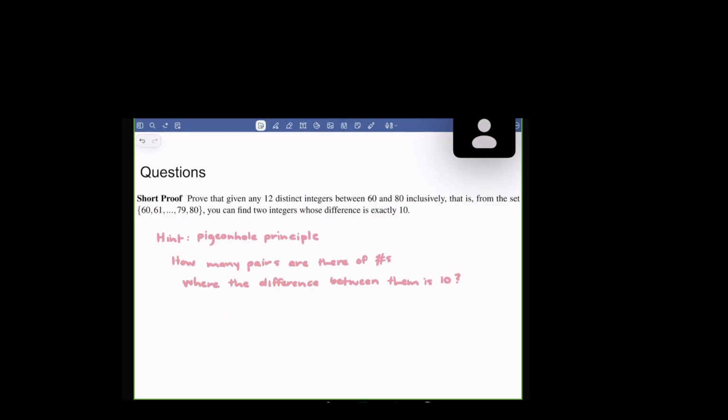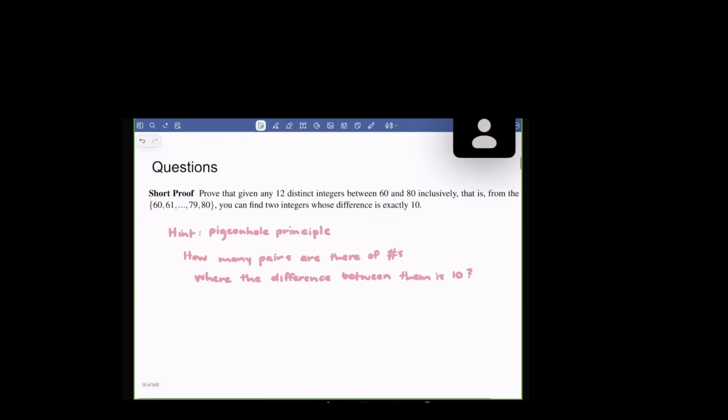Okay, I think we're good to go over this problem. So here, the hint that I'm giving you guys is we have to use the pigeonhole principle. So I asked the question, how many pairs are there of numbers where the difference between them is 10 in the set from 60 to 80? Exactly, right? There are 11 different pairs.